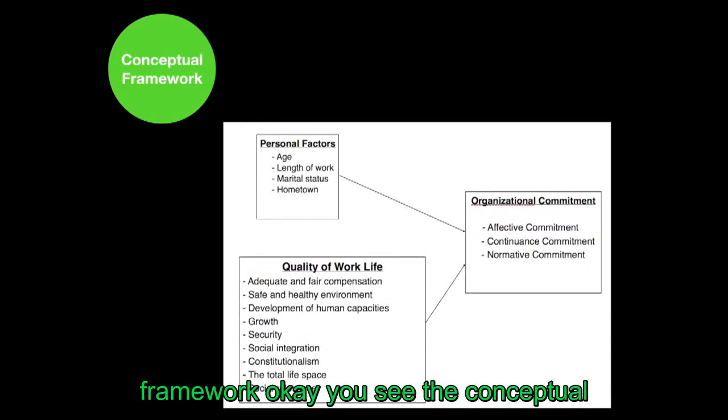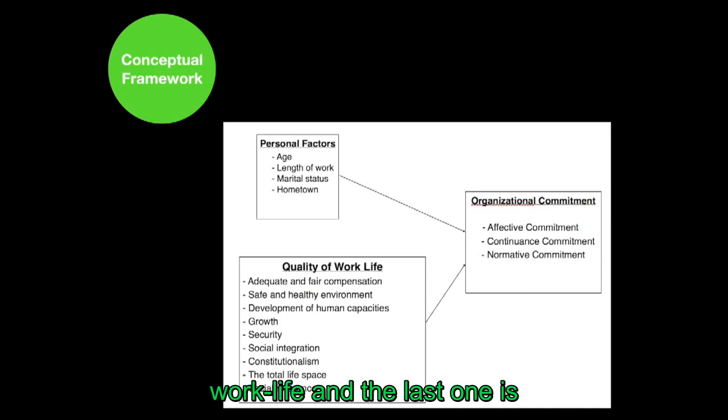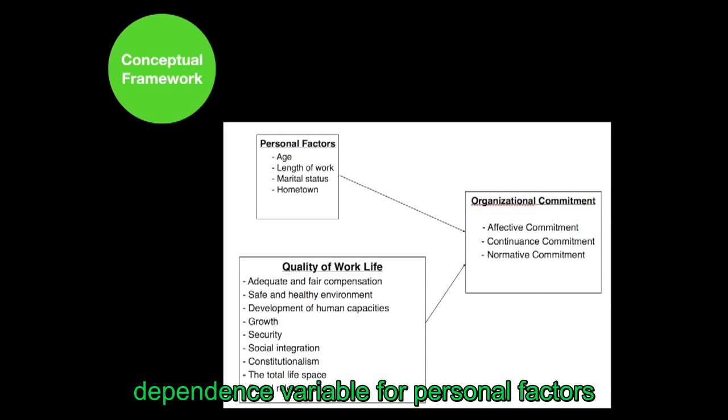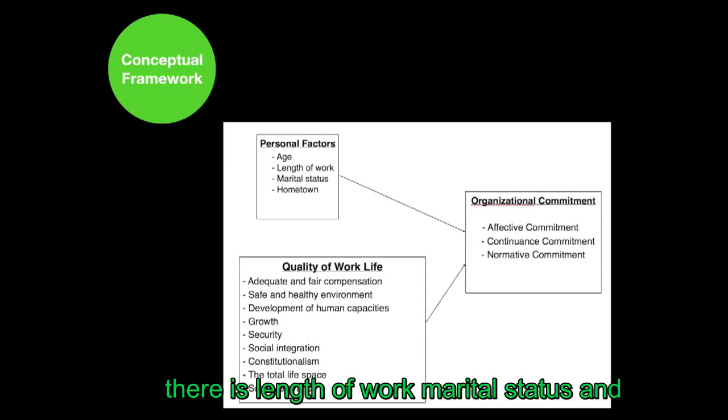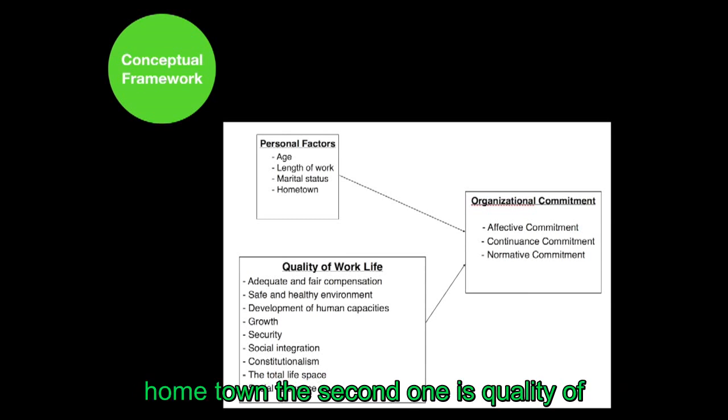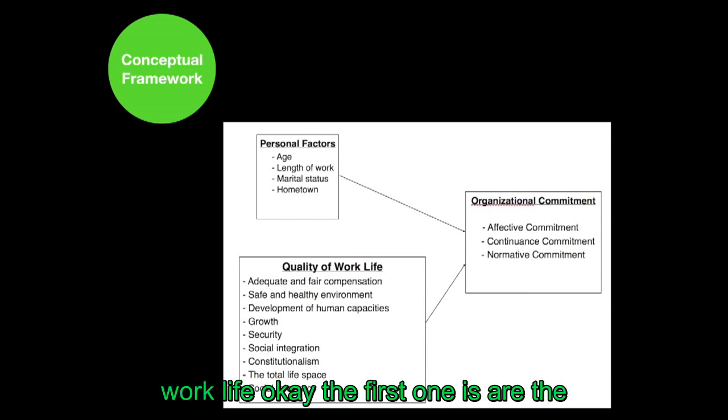Next, let's move to the conceptual framework. Okay, you see the conceptual framework. The first one is personal factors. The second one is quality of work life. And the last one is organizational commitment as the dependent variable. For personal factors, there are age, length of work, marital status, and hometown. The second one is quality of work life. The first component is adequate and fair compensation.